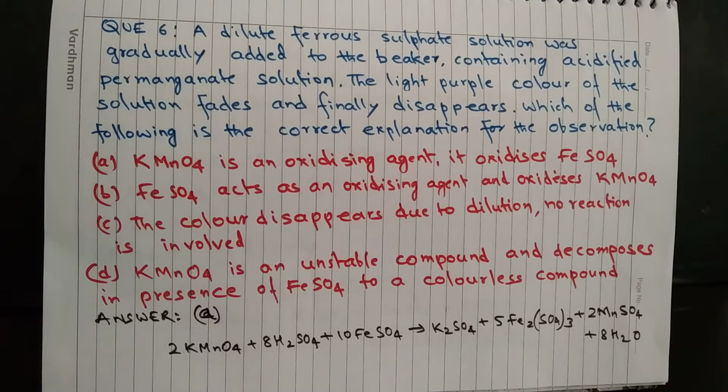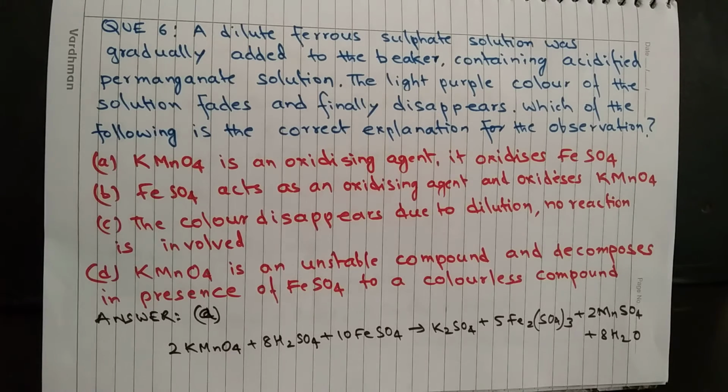KMnO4 is an oxidizing agent. It oxidizes FeSO4. You may have read that potassium permanganate is a very strong oxidizing agent, and because of its strong oxidizing properties, it is often utilized in titration reactions, where the color change gives the clue, or in other chemical analysis where we use KMnO4 for titration.